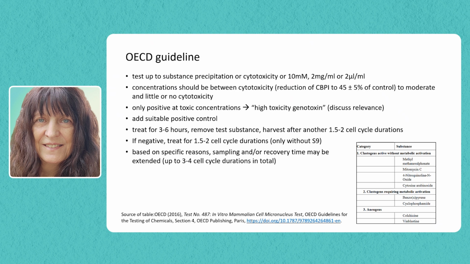You should treat for 3 to 6 hours, then remove the test substance, and then harvest after another 1.5 to 2 cell cycle durations. And that is because if you have a compound which causes arrest in mitosis, if you treat it for the complete time, the cells will never leave mitosis and not form a micronucleus. So it's better to treat the cells for just a limited amount of time, then remove the test compound, and then they can start going through mitosis and form the micronucleus. And to be sure that they were able to do this, you leave them 1.5 or 2 cell cycle durations.